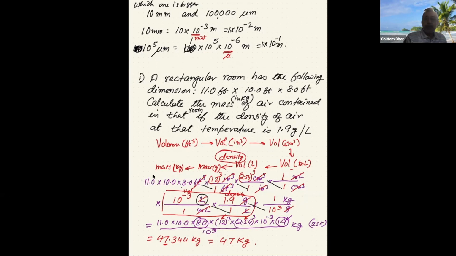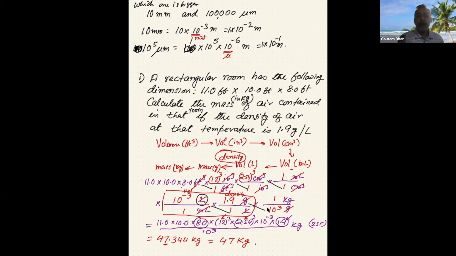I have the volume, which is 11.0, 10.0, 8.0 multiplied, in feet cubed. That volume in feet cube is multiplied by 12 cube by 1. The units are inch cube by feet cube, so they are cancelling out. That is the first conversion. Then the next conversion, you are doing 2.54 cubed. You can see the diagonal lines, how they're canceling.